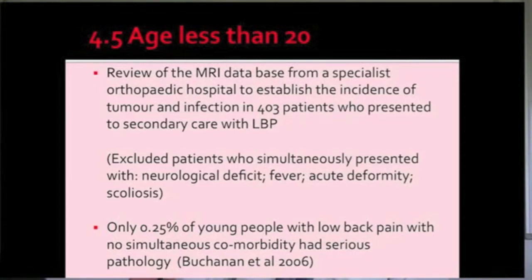Interestingly, they excluded patients who simultaneously presented with neurological deficit, fever, acute deformity and scoliosis. So once you'd removed all of those particular patients, they found that only 0.25% of young people with low back pain with no simultaneous comorbidity had serious pathology. But again, I think it's quite interesting when you look at the results in terms of which patients they've actually excluded from the study and whether you consider that the combination of these things alongside age would actually be an important factor. And we'll talk about the combinations of red flags a bit more in a minute.